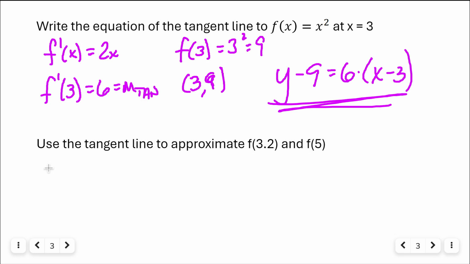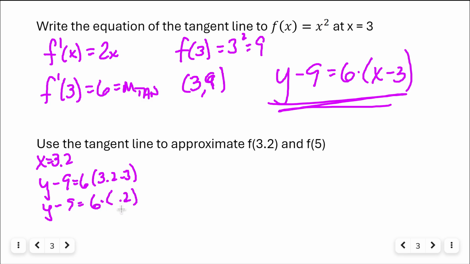So to do that, we'll start with f of 3.2. If x is 3.2, then I have y minus 9 equals 6 times 3.2 minus 3. Y minus 9 equals 6 times 0.2. So 6 times 0.2 is 1.2. So y minus 9 equals 1.2. Y would be 10.2. So f of 3.2, our conclusion, is approximately 10.2. And again, we have an approximation symbol here. This f of 3.2 is not equal to 10.2. We know that. It's approximately 10.2.